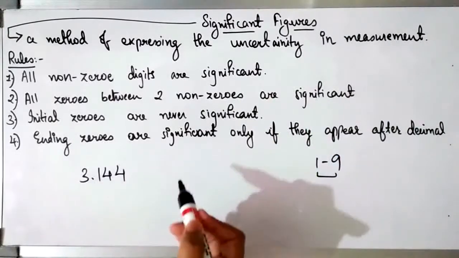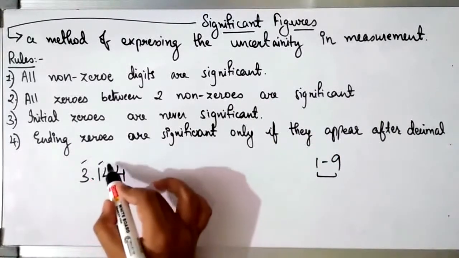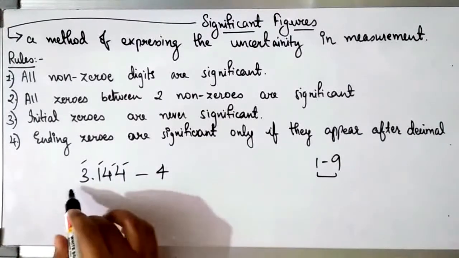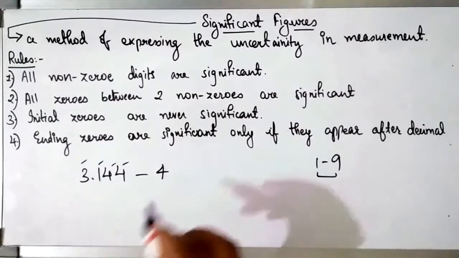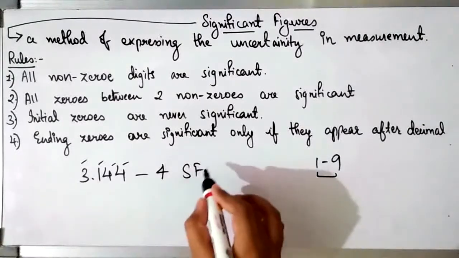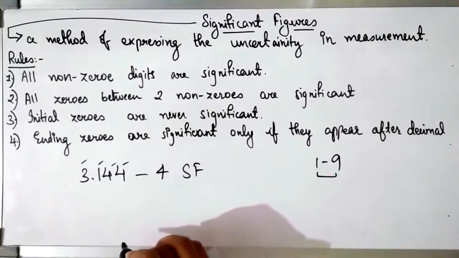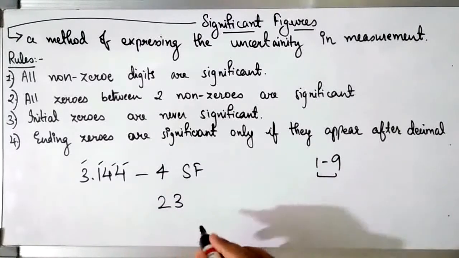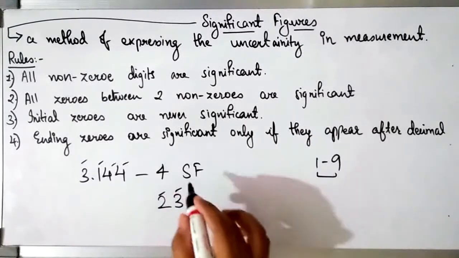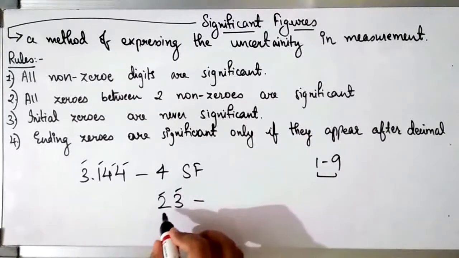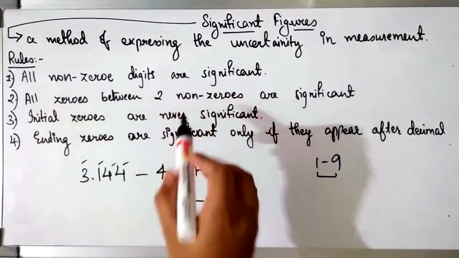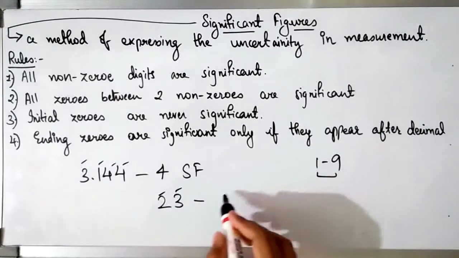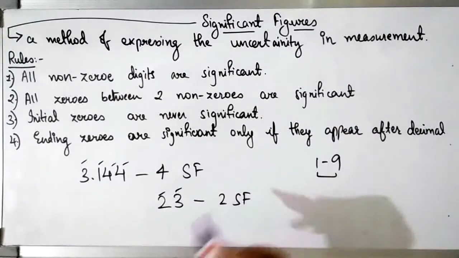So over here, how many non-zero digits are present? We have 1, 2, 3 and 4. We have 4 non-zero digits present over here. So all these 4 non-zero digits are called significant. So we have got 4 significant figures over here. Similarly, if you have something called 23 without any decimal, here also you have 2 non-zero digits. Since all the non-zero digits are considered to be significant, whenever you see non-zero digits, you can write that there are 2 significant figures present over here.